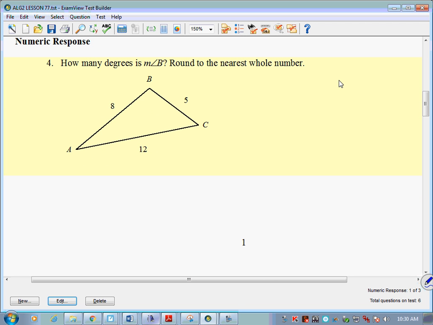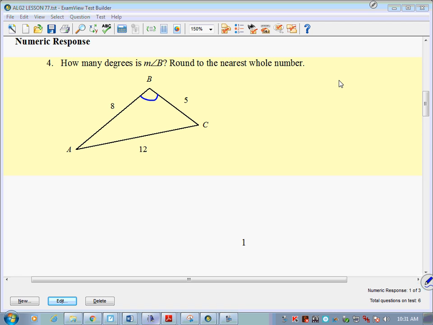4. How many degrees is measure angle B? So we're looking for this guy right here. Which equation do I want to use, Corey? The first, the second, or the third? I'm looking for angle B. What'd you say? The second one. Okay, so help me out here.